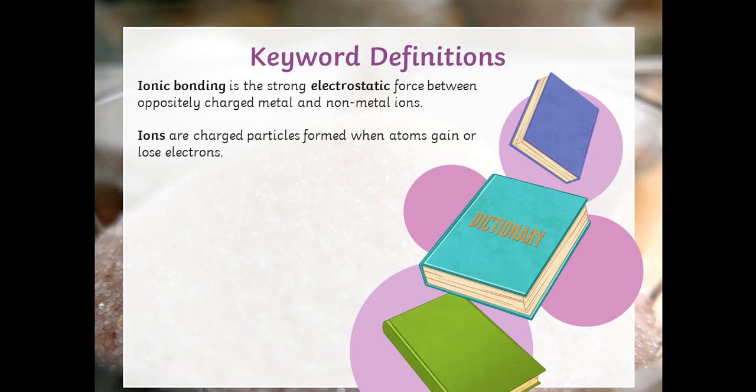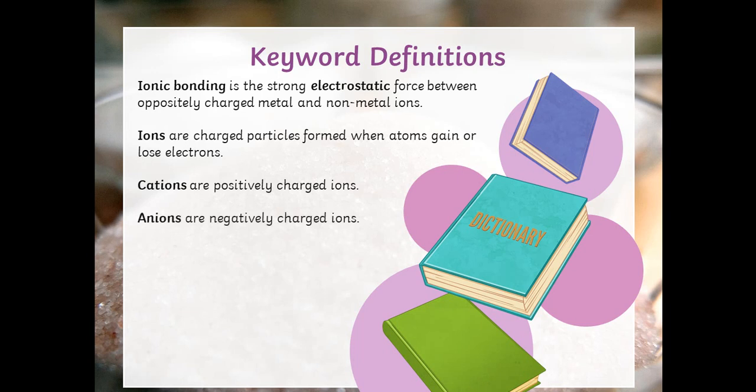Ionic bonding is the strong electrostatic force between oppositely charged metal and nonmetal ions. Ions are charged particles which are formed when atoms gain or lose electrons. Cations are positively charged ions, whereas anions are negatively charged ions.